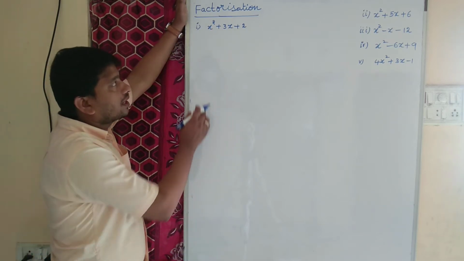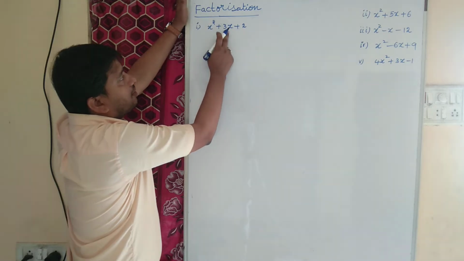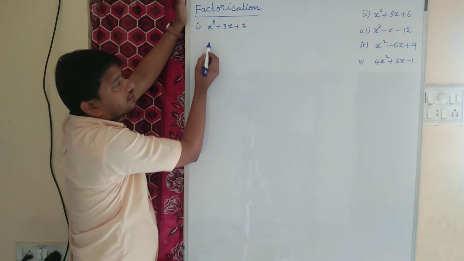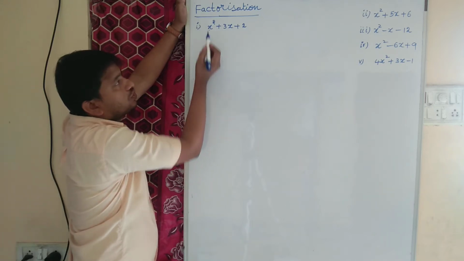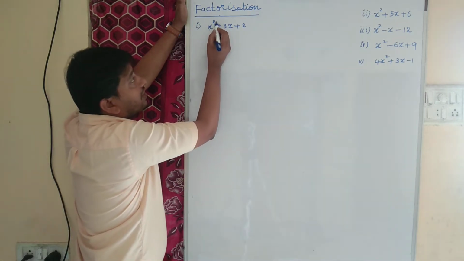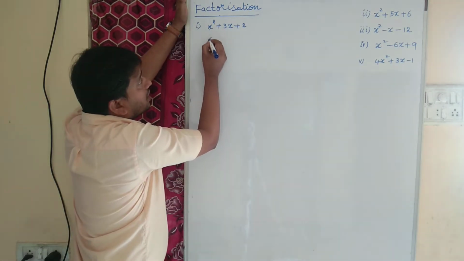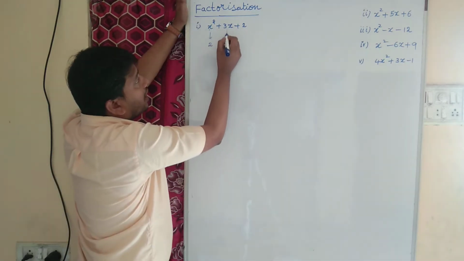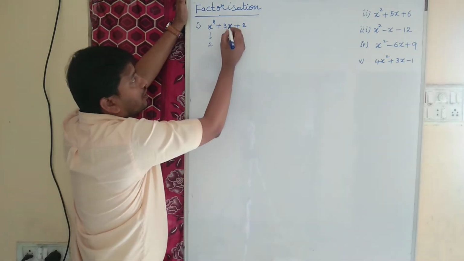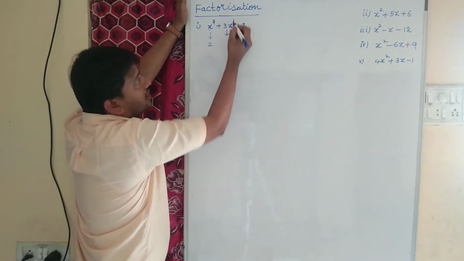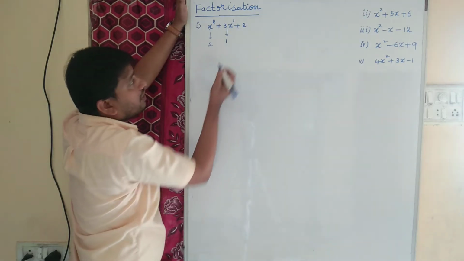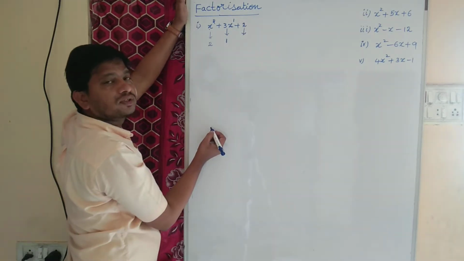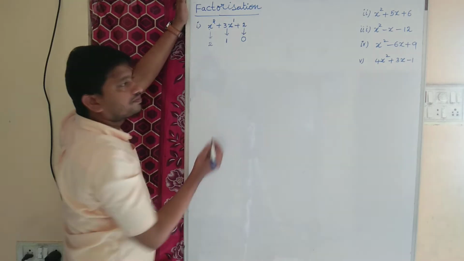For example, consider the polynomial x square plus 3x plus 2. Here the variable involved is x, and the highest power is 2. The degree of this term, x square, is 2. The second term is 3x; the variable is x, whose power is 1, so the degree is 1. And this 2 is called the constant term. The degree of the constant term is 0.